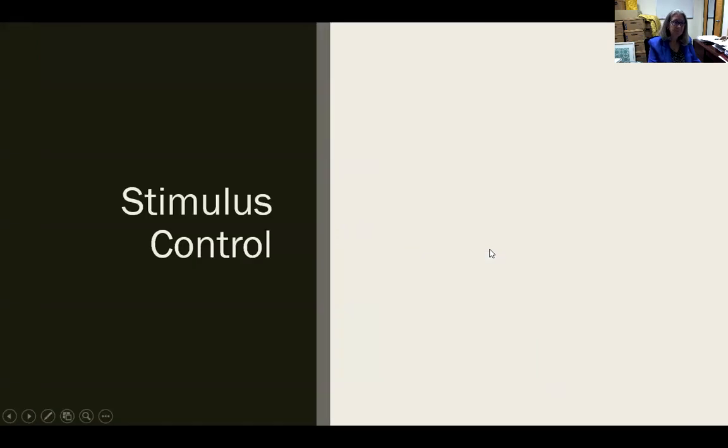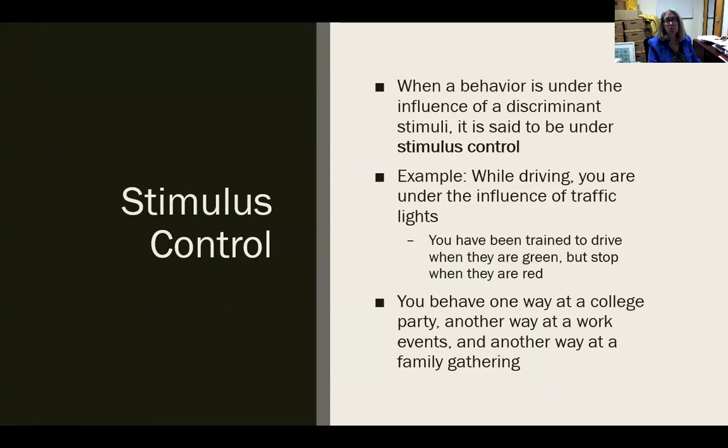Okay, so that's discrimination. Now let's talk about stimulus control. So what are we talking about with stimulus control? Well, when a behavior is under the influence of a discriminant stimulus, it's said to be under stimulus control. So for example, while you're driving, you're under the influence of traffic lights. You've been trained that when the traffic light is green, you go, but if the traffic light is red, you stop.